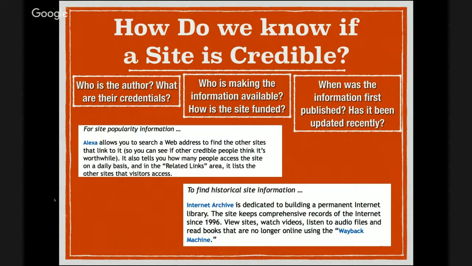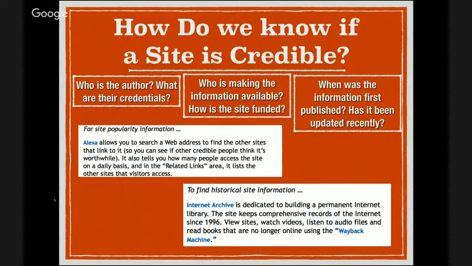There are sites out there that can help with some of the idea of being credible, besides just going to find the information of the site. One site is called Alexa, and this allows you to search a web address to find the other sites that link to it, so you can see if other credible people think it's worthwhile. It also tells you how many people access the site on a daily basis and related links. So it'll give you the traffic of who's there, what parts of the world, and who's coming in. It'll tell you what other websites are linked to this or promoting this website. So it could be valid ones within there.